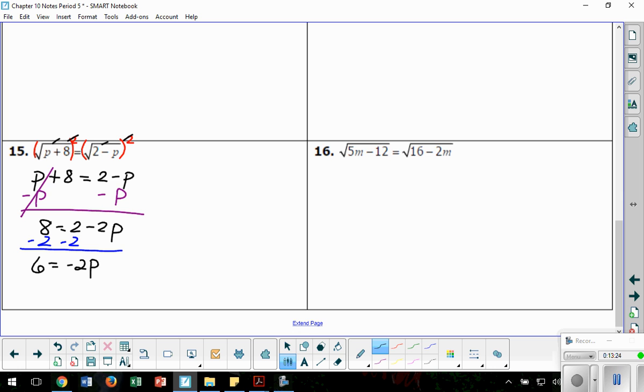Divide by negative 2. Those cancel, and p equals negative 3. And if we check this, it ends up working. It ends up becoming the square root of 5 equals the square root of 5 when we check it.